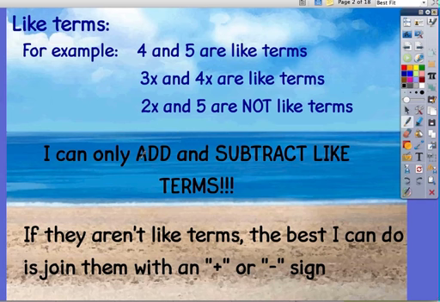Remember, you can only add and subtract like terms. For cases like 2x and 5 where you don't have like terms, if I was to add those together, the best I can do is write 2x plus 5 and go about my merry business. I can't combine these numbers in any way. This is as simple as it gets. I join them with an operation sign, either addition or subtraction. Whereas 4 and 5, I can go ahead and add those together to be 9.